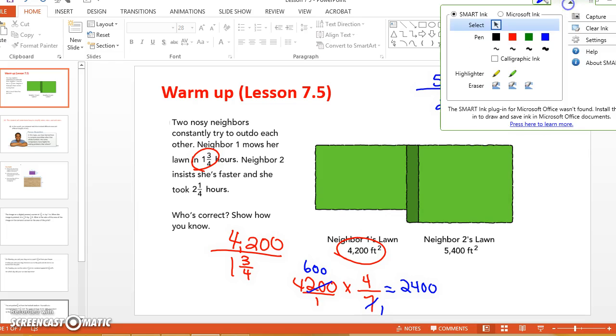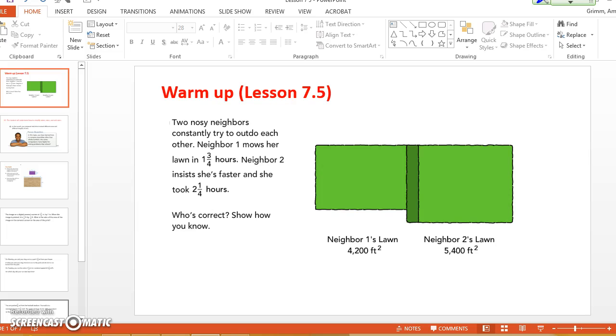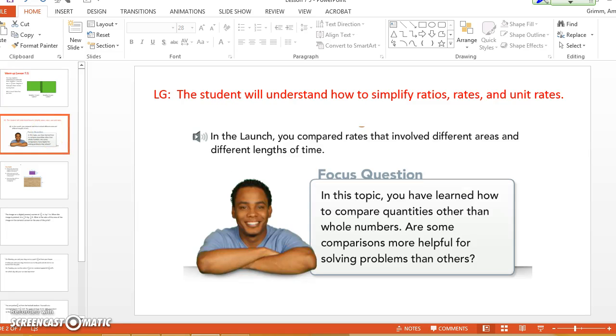All right, so let's look at what we're going to do today. So again, the student will understand how to simplify ratios, rates, and unit rates. What was the difference between ratios and rates? Okay, unit rates compares to 1. Okay, that's good. What about ratios and rates? Very good. So ratios was same. That's really important. This can be different, and this is per 1.